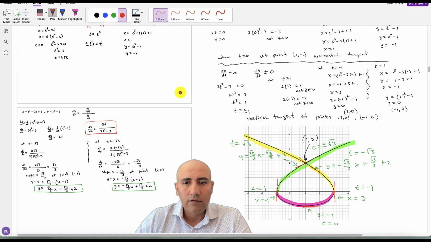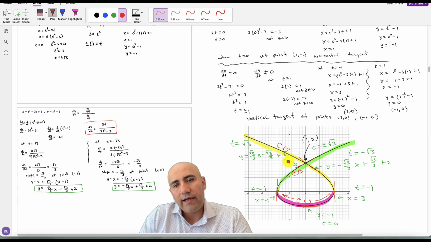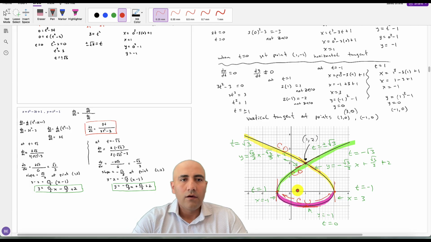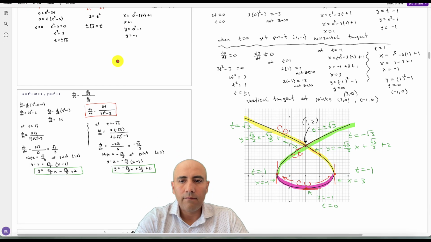So let's put it here. Concave up in this direction, from here to here, t goes from negative 1 to 1. And then concave down from 1 to infinity, and concave down from negative infinity up to negative 1. Okay, so that finishes everything for this one.